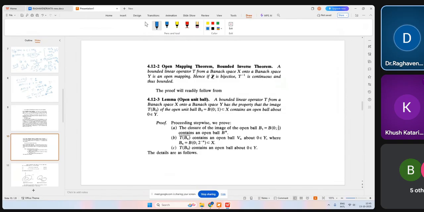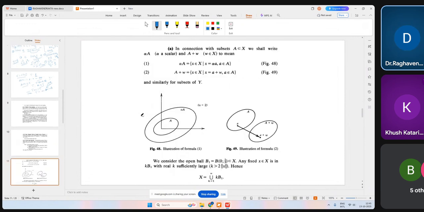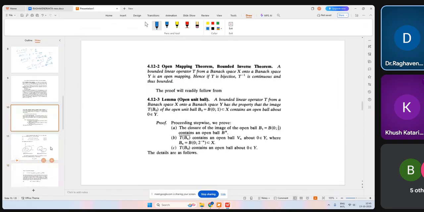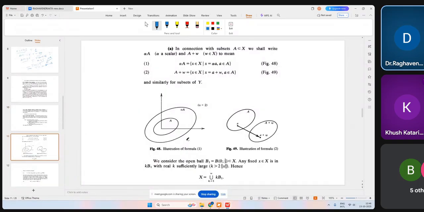So this theorem is split into two parts. First you prove this lemma. To prove this lemma, we need this notation. This notation is what I have given to you earlier also.